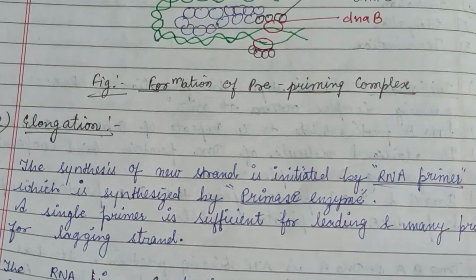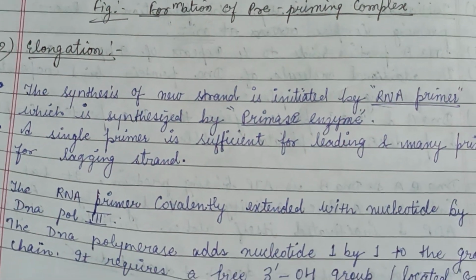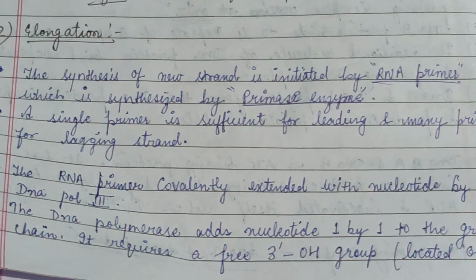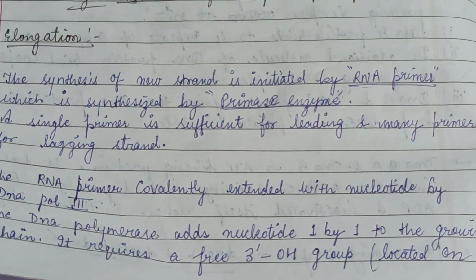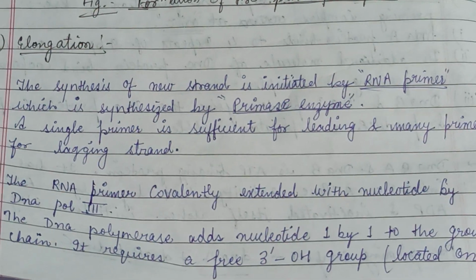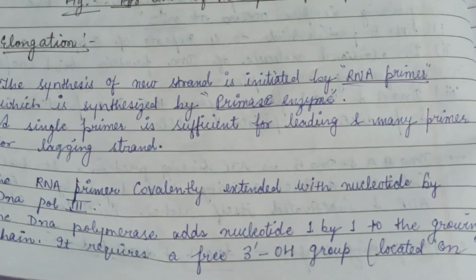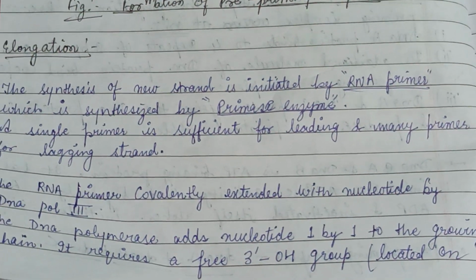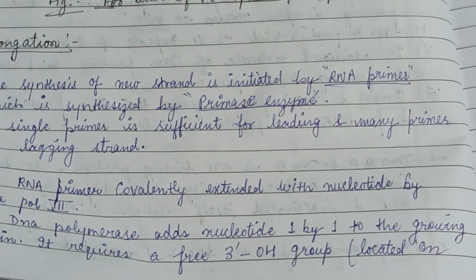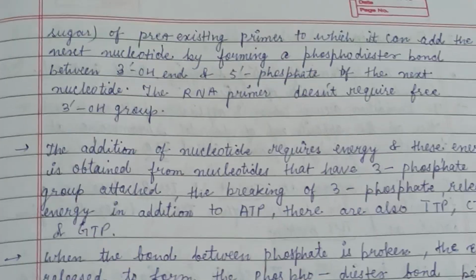the replication bubble. In elongation, the synthesis of the new strand is initiated by the RNA primer, which is synthesized by the primase enzyme. The RNA primer is covalently extended with nucleotides by DNA polymerase 3, which is very important for the replication process. DNA polymerase adds nucleotides one by one to the growing chain. It requires a free 3'-OH group located on the sugar.